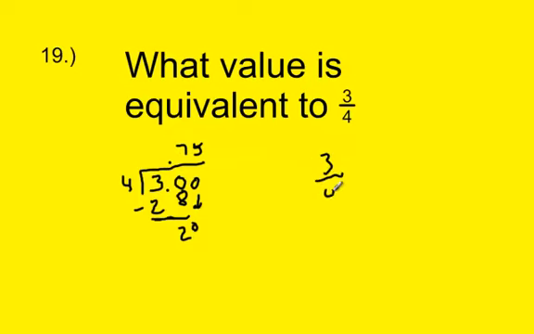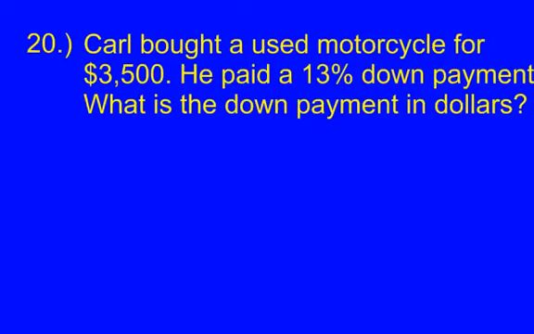The other way of doing this: 3/4. Is 4 a factor of 100? You bet it is. How do we get from 4 to 100? Multiply by 25. Multiply the top by 25. That's 75%.